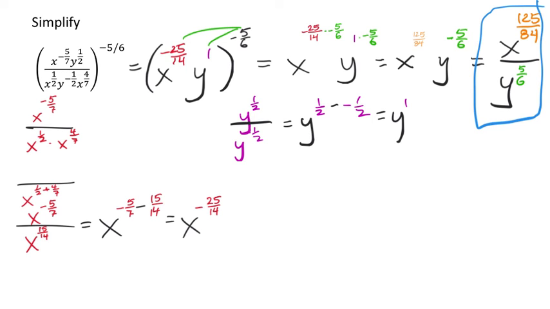Now just be aware, some students prefer to distribute the negative 5/6 into all the terms first. If you do, that's fine. You need to get the same answer here. We don't need to change these into their radical forms because these started out as exponents. So we're just going to keep these exponents as fractions, and that's okay.